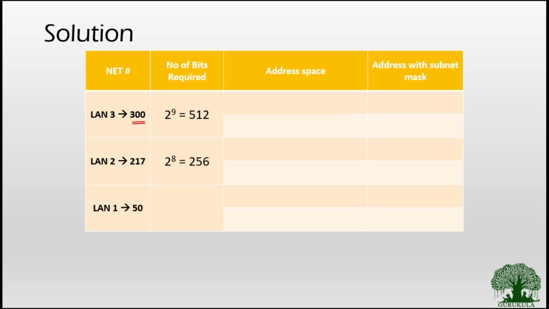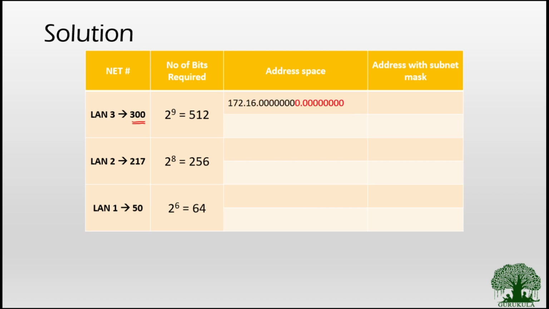So what will be the number of bits required for the second LAN? You will have 2 power 8, so that gives you 256. And for 50, you will have 2 power 6, that is 64 IP addresses in one block. So now what is the next step? You will have to find out the first address and then the last address by keeping the network bits constant.